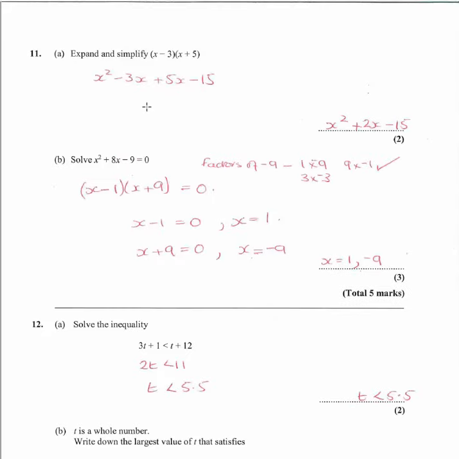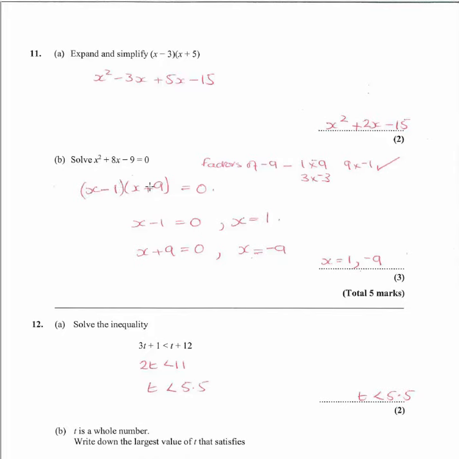Question 11. Expand and simplify. That's just a simple matter of multiplying everything in this bracket by everything in this. So x times x gives you x squared, minus 3 times x gives you minus 3x. X times 5 gives you 5x, minus 3 times 5 gives you minus 15. And finally, put the x's together, so minus 3x, add 5x is 2x. 2 lovely, easy marks.